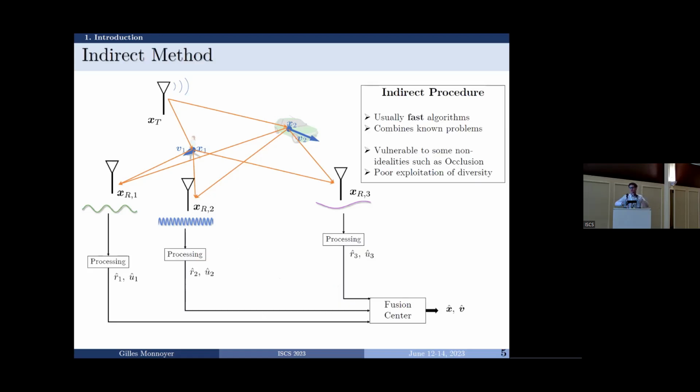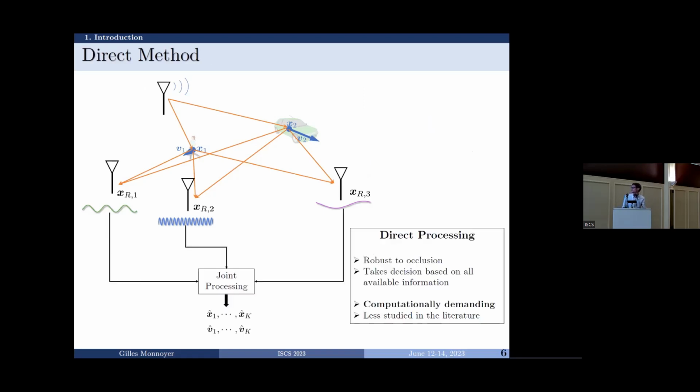The first strategy is really a class which includes a lot of different possible algorithms. The main strategy is indirect methods, where first we apply some well-known algorithm to estimate the range and the speed, and then in a second step we combine all of them to recover the location and speed, for instance with multilateration or triangulation, depending on the kind of sensor we have. Also there is the direct method, which will be the focus today. In this kind of algorithm, we gather all the received signals and process them jointly to directly estimate the location and the velocity, possibly of multiple targets. The advantage of this method, to be quick, is the robustness, but it also comes with a much higher computational complexity, as we will see in a few minutes.